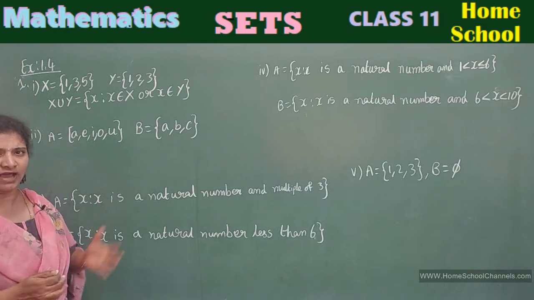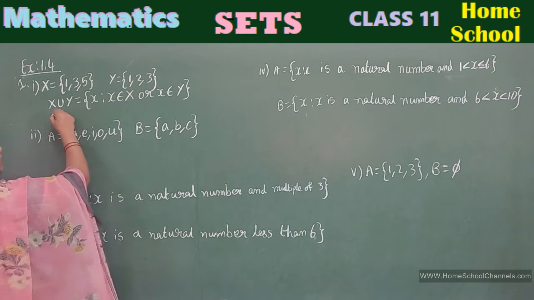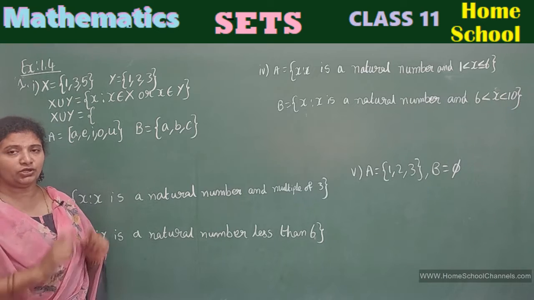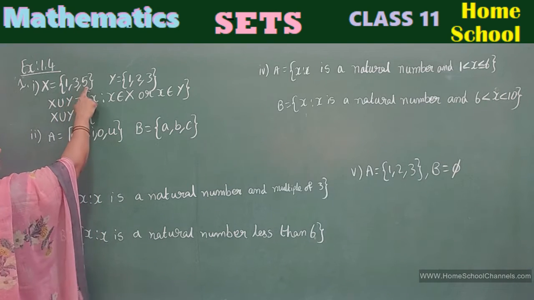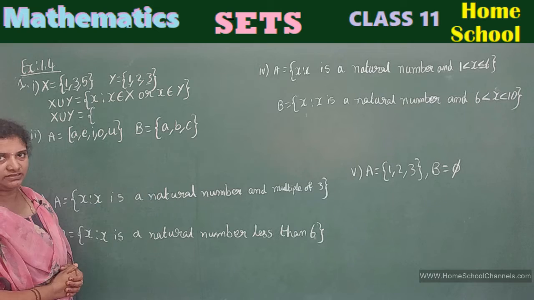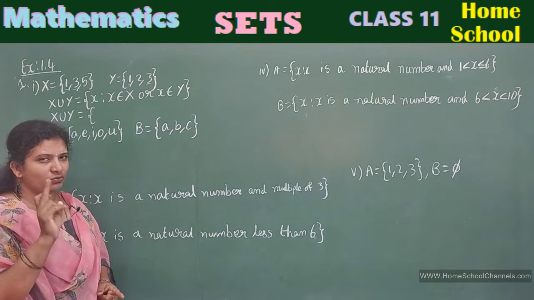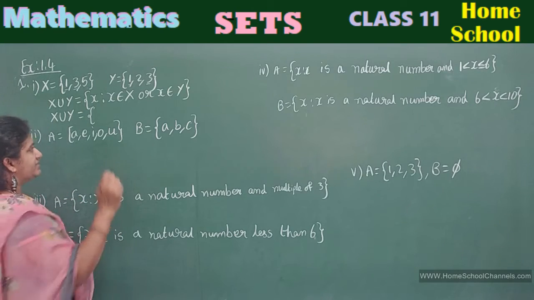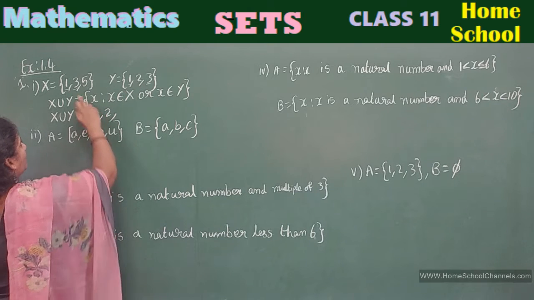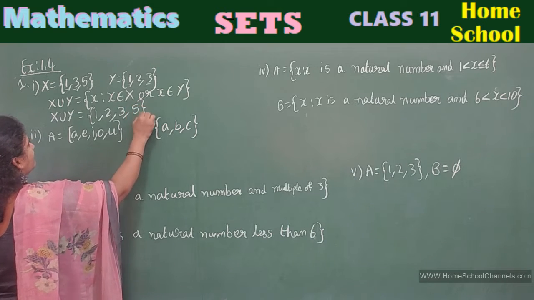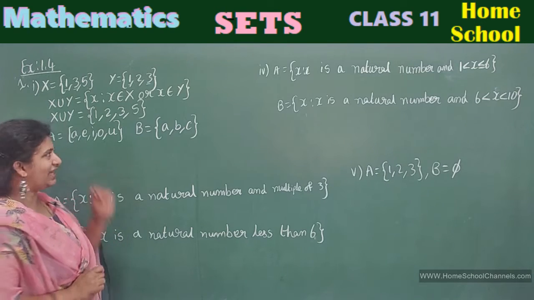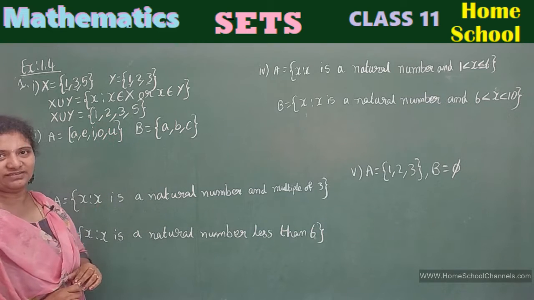So you can directly write the answer or you can use this. X union Y is equal to. Now observe the two sets. Do you have any common elements? {1, 3, 5}, {1, 2, 3}. Yes, 1 and 3 are repeated in both sets. So what are you going to do? Write repeated elements one time and write all the elements. That is 1. After 1, you have 2 in this set. 1, 2, 3, 5. Don't write 1, 3 again. Repeated elements, write one time. That's all. 1, 2, 3, 5 is the answer.